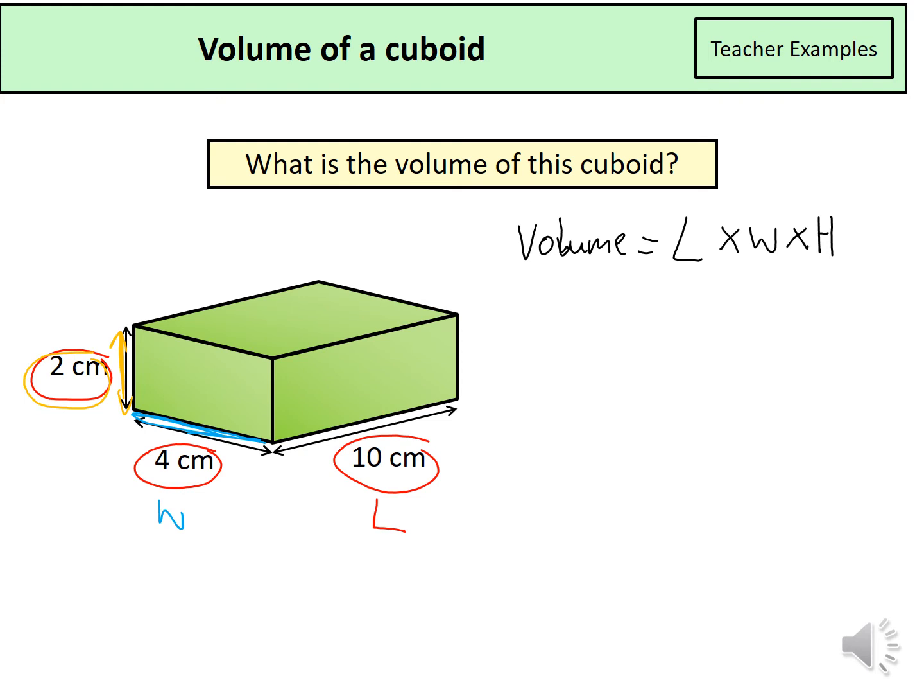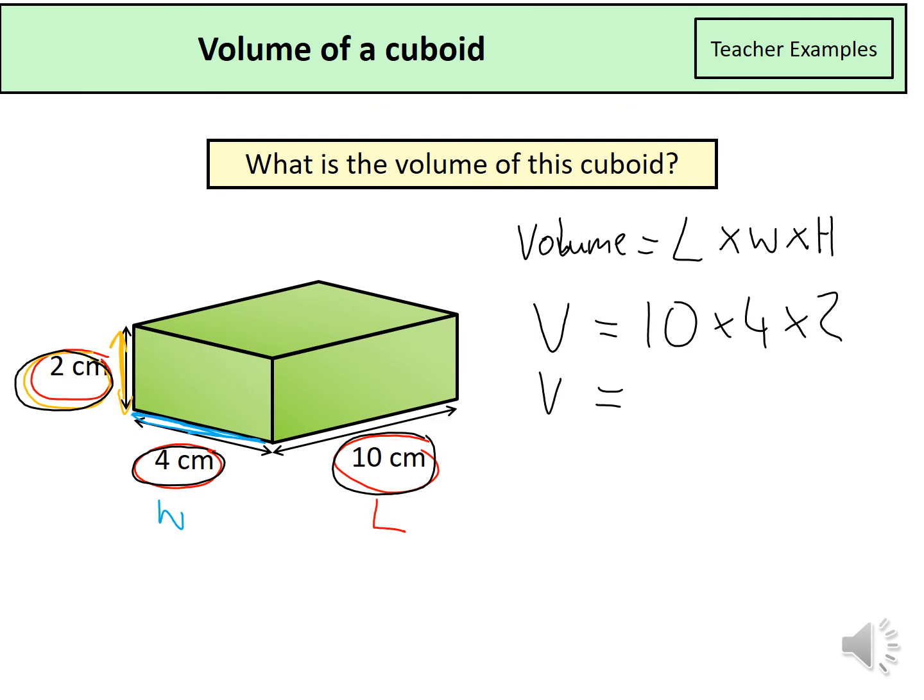So let's substitute these values into our formula. Volume is equal to length. The length is 10 times the width is 4, times the height, and the height is how tall it is, which is 2. So the volume is equal to 10 times 4 times 2, which is 80. Don't forget your units, centimeters cubed. When we worked out surface area, it was squared because it's two-dimensional. But now we are calculating volume, which is 3-dimensional, so it is cubed.